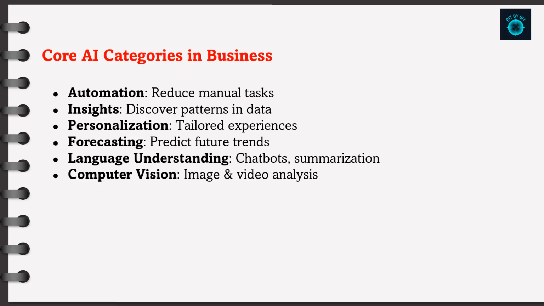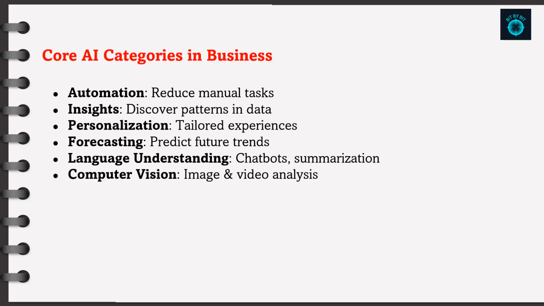Then we have personalization. AI tailors experiences for each user, like recommending products or customizing web content. The fourth category is forecasting. By analyzing historical data, AI can predict future trends, such as sales, demand, or customer churn.